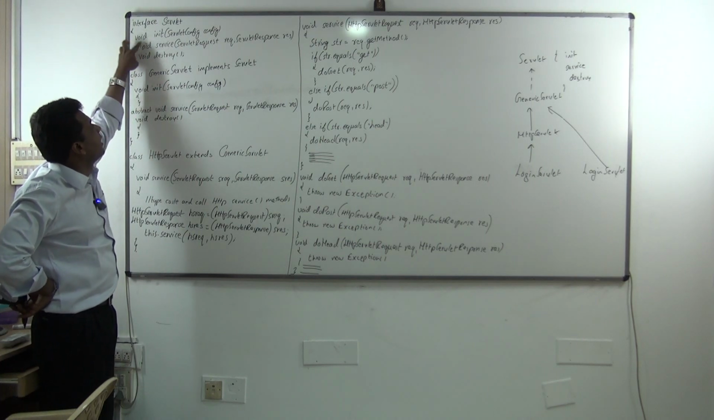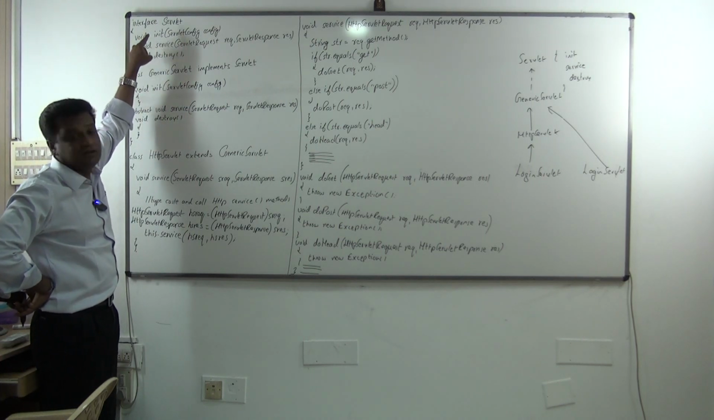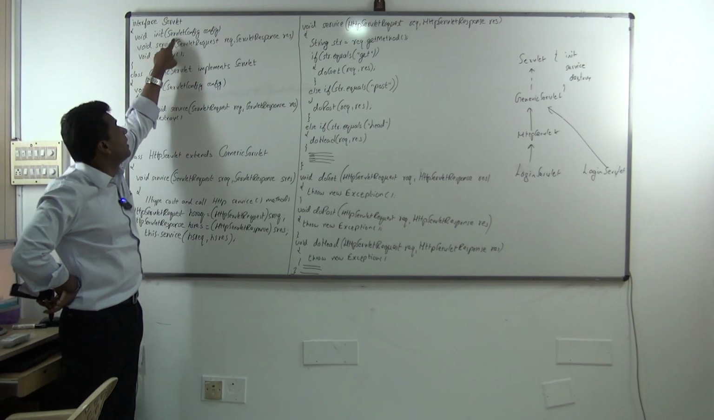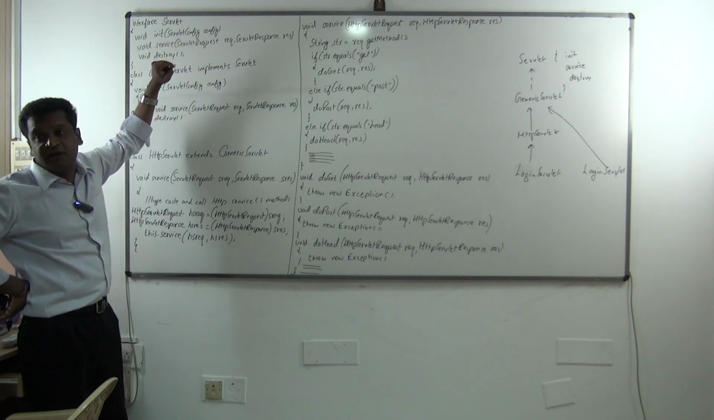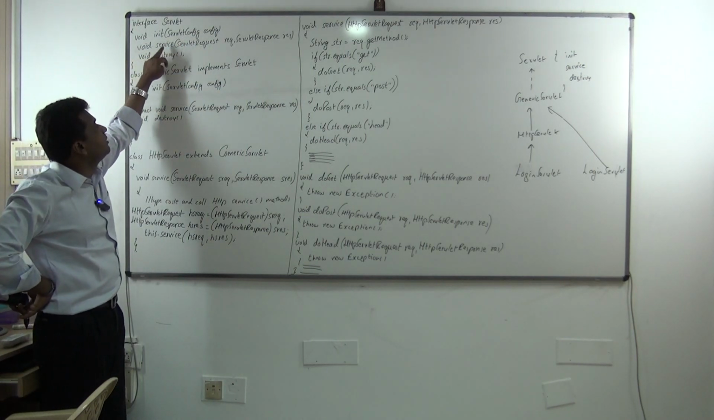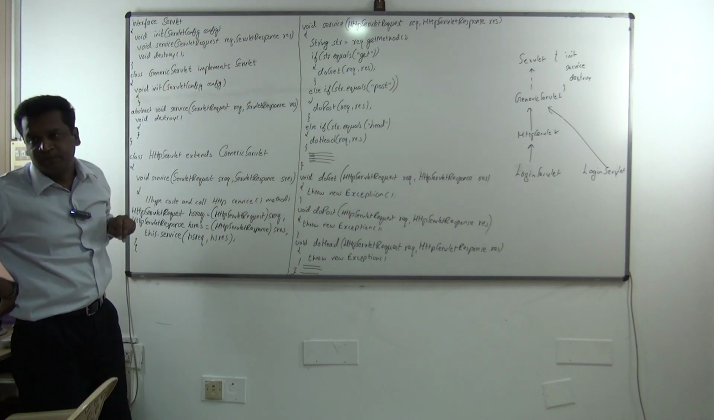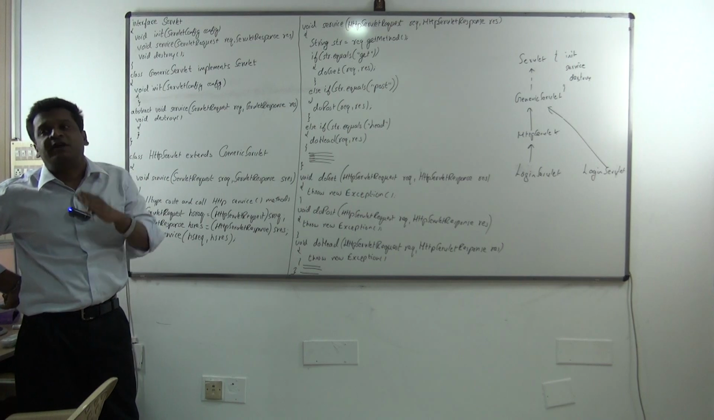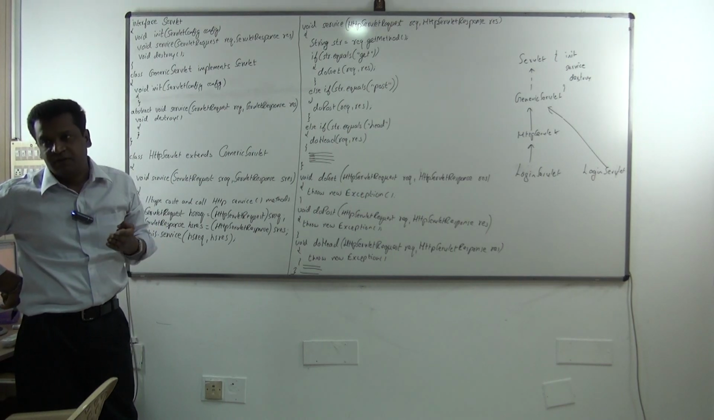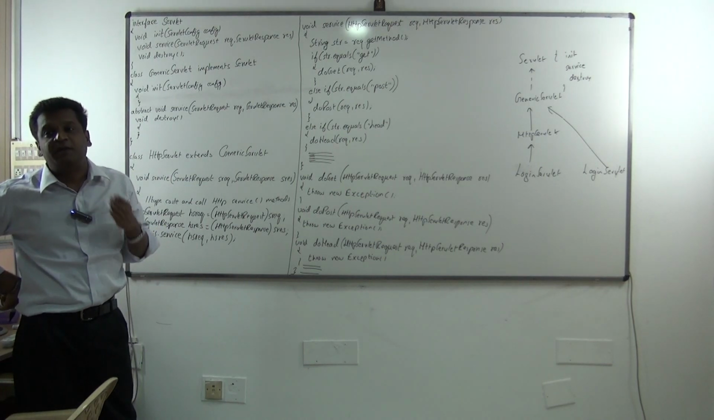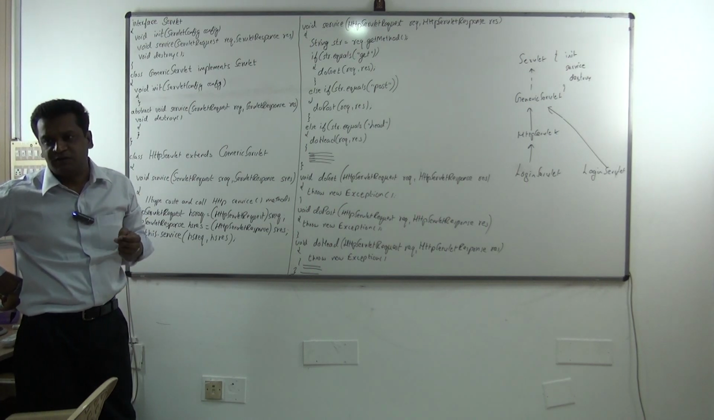There are three methods now. Init is a method present in what? The Servlet interface. The parameter of the init method is ServletConfig. There is one service method. The two parameters of the service method are ServletRequest and ServletResponse. So ServletRequest and ServletResponse are super interfaces of what? HttpServletRequest and HttpServletResponse.